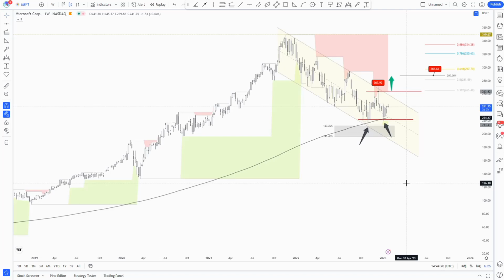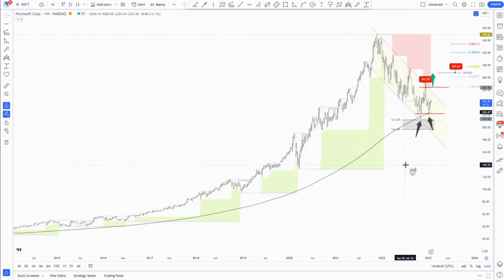So let's start with Microsoft. I don't want to take more time in this introduction. Microsoft weekly time frame chart, we have what we may call, and that depends if the market will confirm or not, a technical double bottom. We have a technical double bottom on a very specific price zone, or on a very specific element.